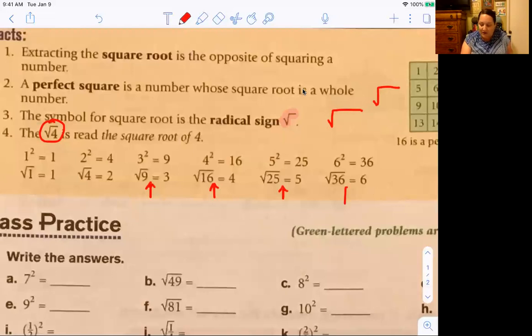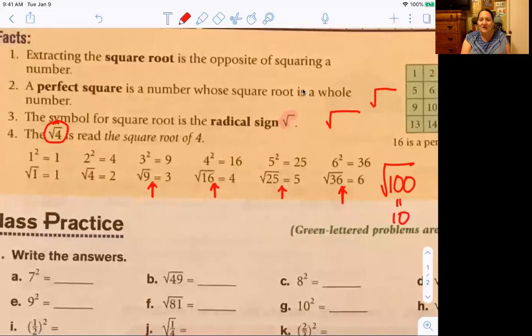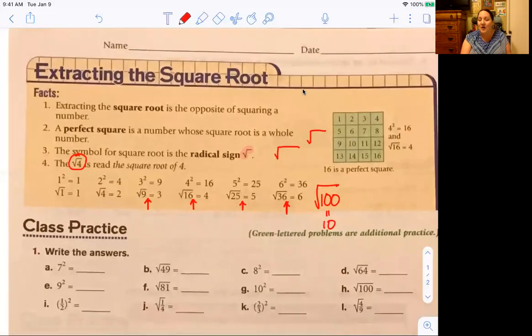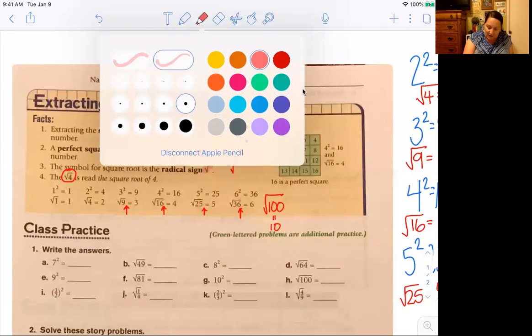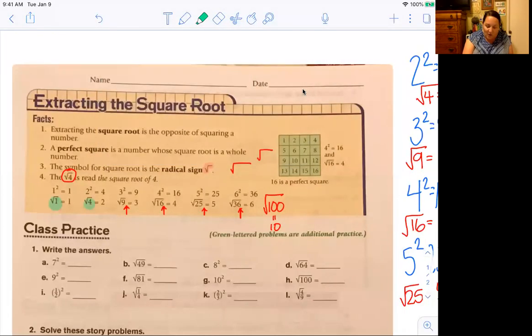So I have a question, and this is kind of a thinking question. What do you think the square root of 100 is? Think about it. What number times itself, or squared, gives you 100? 10. The square root of 100 equals 10. So without further ado, now these are called perfect squares. The numbers, here, let me get a different color for you. The number 1 is a perfect square. 4, 9, 16, 25, 36, 49, 64, 81, 100, those are all perfect squares.